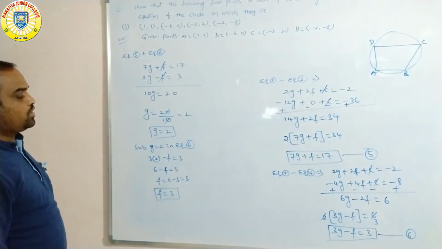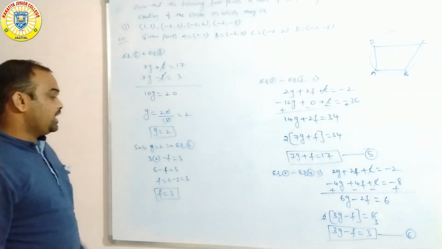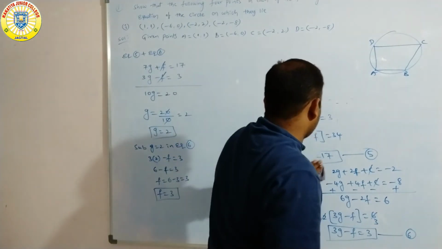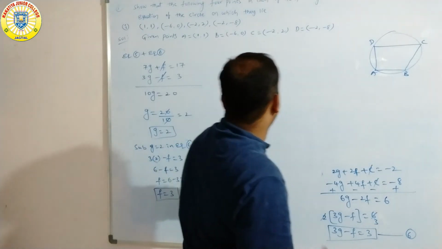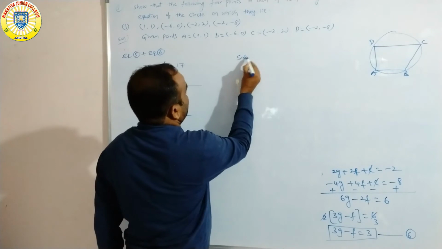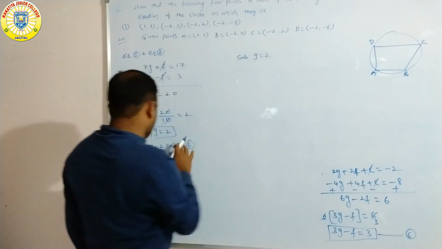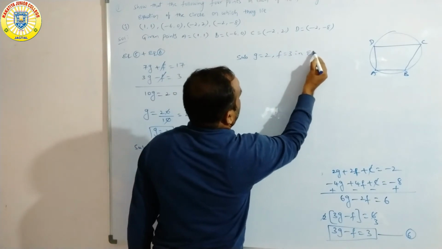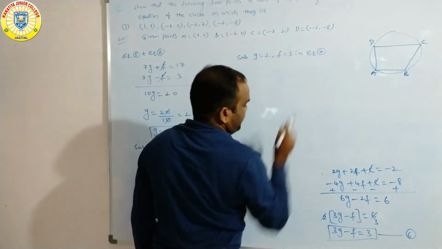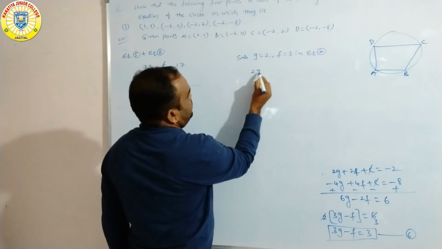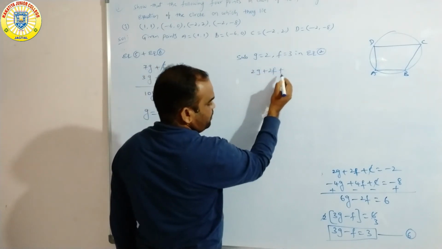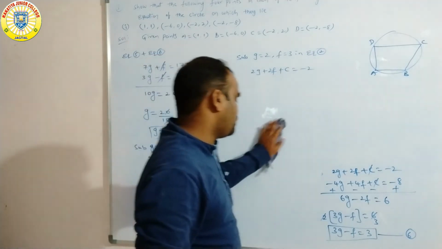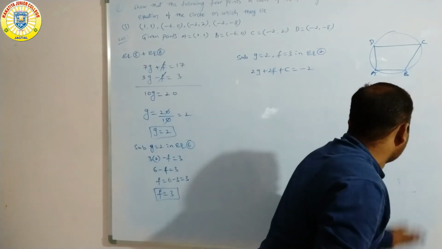Substituting g is equal to 2, f is equal to 3 in equation 2. Next we are substituting which one? Substitute g is equal to 2 comma f is equal to 3 in equation 2. What is equation 2? Here 2g plus 2f plus c is equal to minus 2. That is the equation 2.